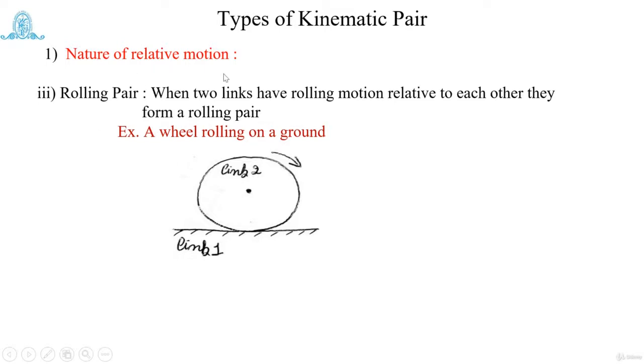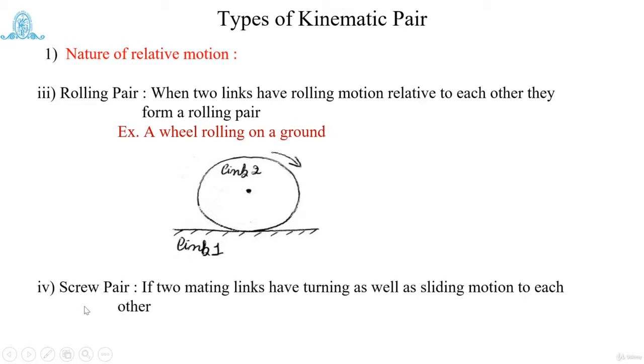According to the nature of relative motion, the type of relative motion between them is rolling motion, present between the two links. Then the screw pair. What do you mean by screw pair? A screw pair is nothing but a combination of two types of pair which have already been covered. Which two types? A sliding pair and a turning pair.